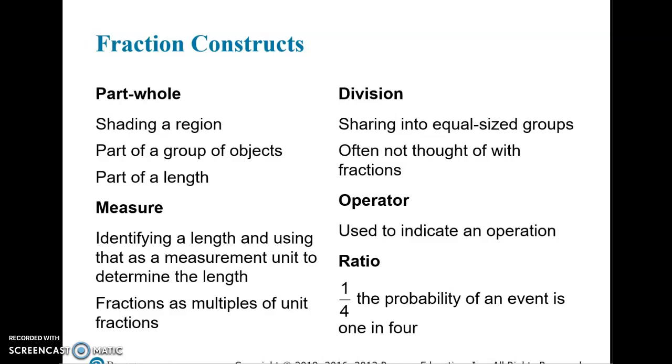Fractions as operators builds on the concept of seeing a fraction as a multiple of the unit fraction. Fractions can be used to indicate an operation, as in 4/5 of 20 square feet or 2/3 of an audience. The fraction 1/4 can mean that the probability of an event is 1 in 4. The ratio 3/4 could be the ratio of those wearing jackets, a part, to those not wearing jackets, another part. Or it could be part whole, meaning those wearing jackets, the part, and everyone in the whole class.